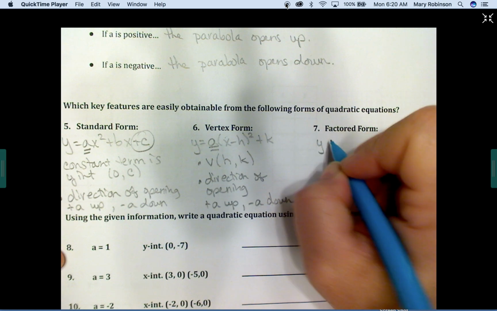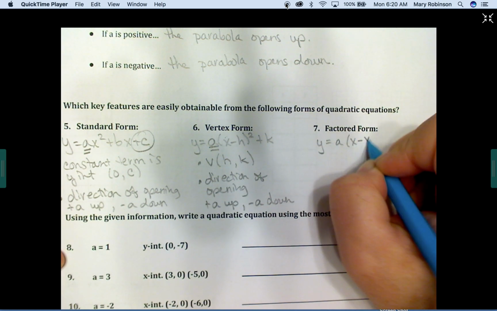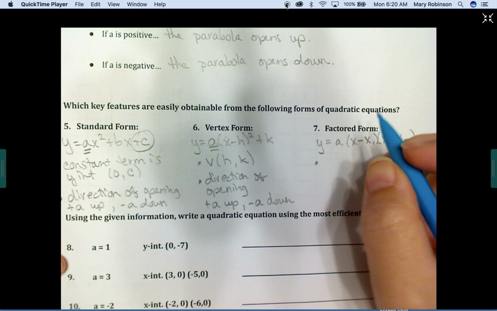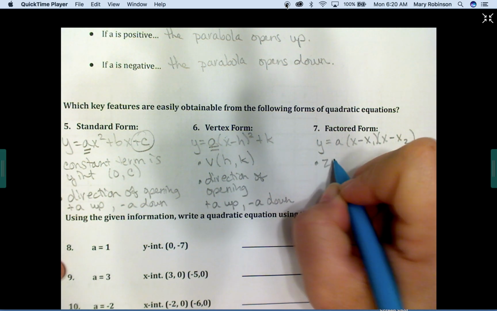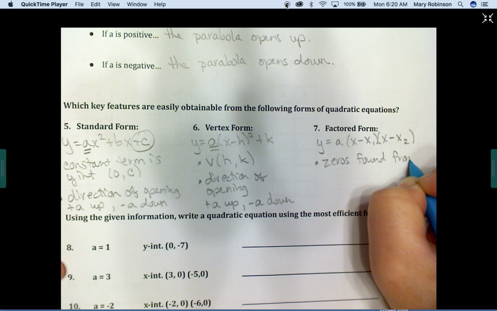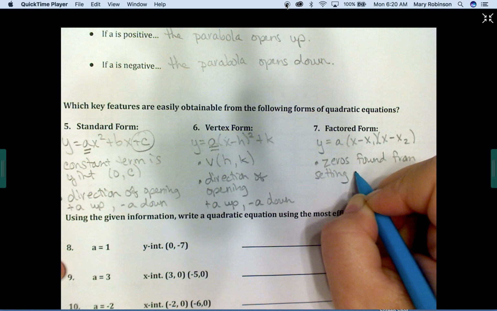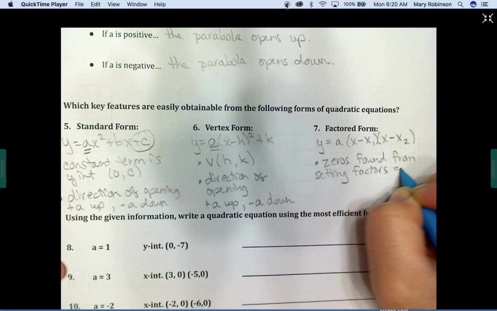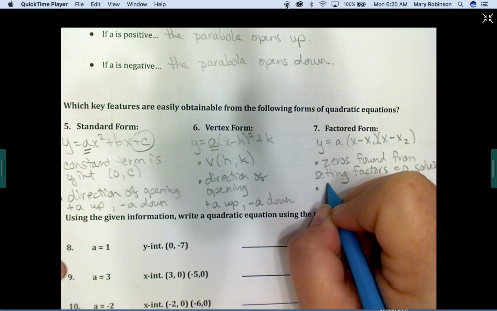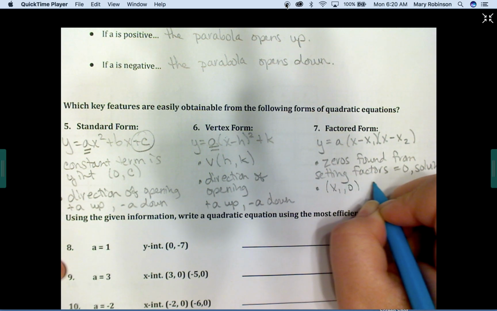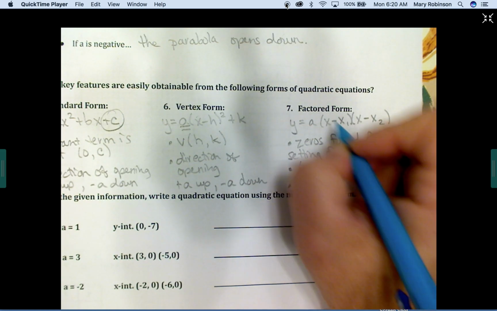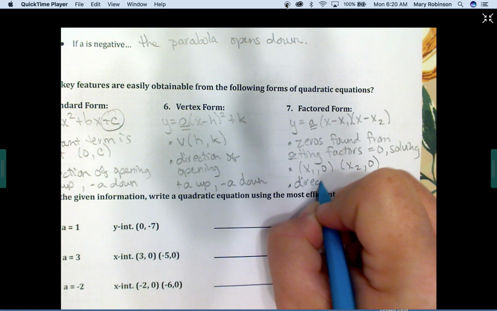Factored form is y equals a times the quantity x minus x sub 1 times the quantity x minus x sub 2. What we know is that our zeros are found from setting the factors equal to 0 and solving. So our zeros are x1, 0, and x2, 0. And again, because we have the a value, we know the direction of opening.